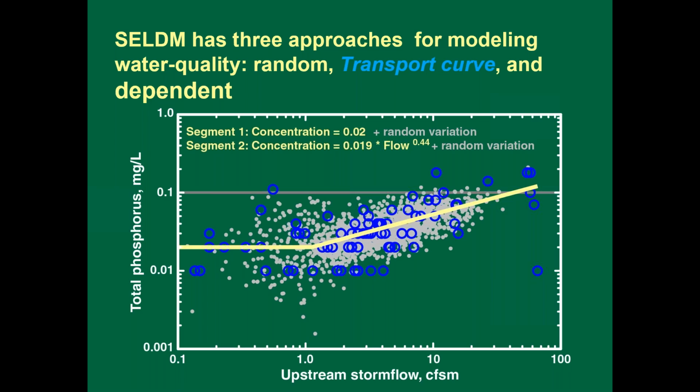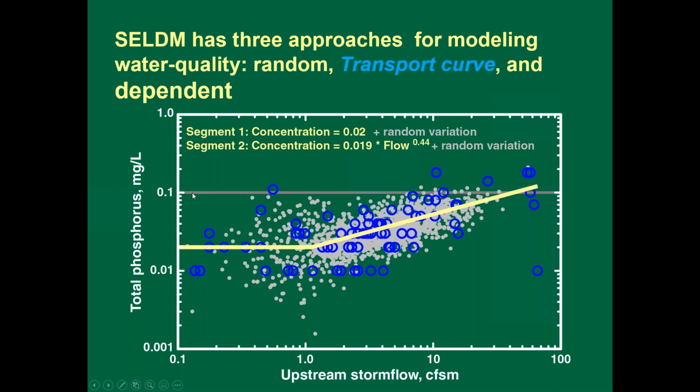Or often, if you have an upstream wastewater source, storm flows are going to reduce or dilute those upstream wastewater sources. So what we get is this upstream storm flow on this graph from 0.1 to 100 cubic feet per second per square mile. And then we have a log scale of total phosphorus on the vertical axis. The blue circles on this graph are the actual data points from Sasco Brook in Connecticut. This was an example site.